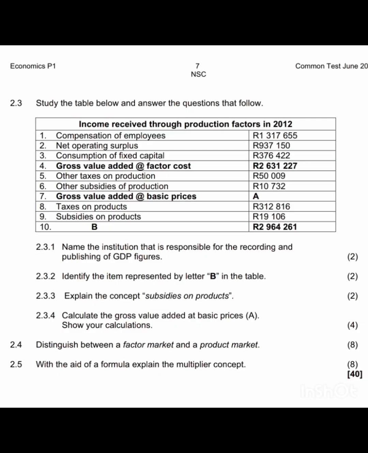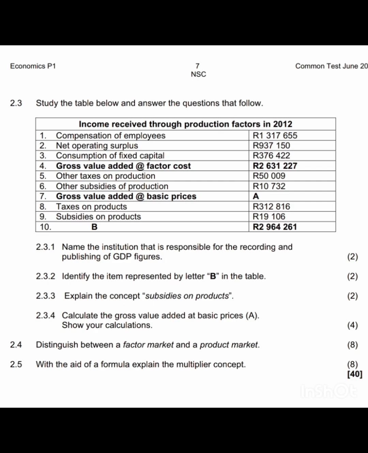2.3. Study the table below and answer the questions that follow. Income received through production factors in 2012. We have compensation of employees, net operating surplus, consumption of fixed capital, gross value added at factor cost, taxes on production, subsidies on production, gross value added at basic price, and then we have taxes on products and subsidies on products.